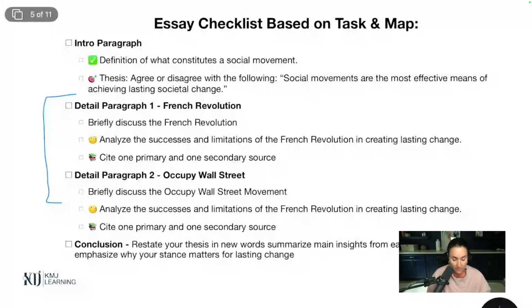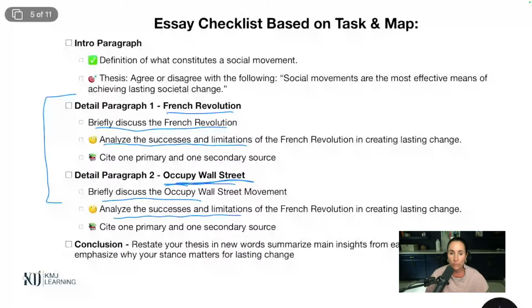And so we decided that detail paragraph 1 would be French Revolution. Detail paragraph 2 would be Occupy Wall Street. It was very easy for us because she said pick 2 social movements. And so we decided that's perfect, 2 detail paragraphs, right? We briefly discussed the French Revolution and we analyzed the successes and limitations. And we did the exact same thing for the Occupy Wall Street paragraph. We briefly discussed the Occupy Wall Street movement and we analyzed the successes and limitations.